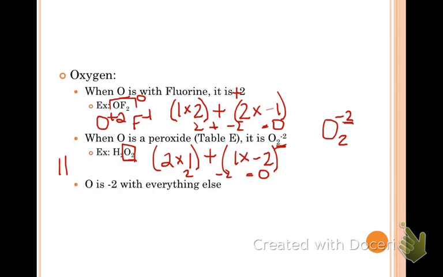So when we write this out, H is +1, and we write out the full O2 2- as its charge. Now keep in mind, oxygen's not a loner at this point, because it is combined with another element. The last rule, you've known this before, oxygen's -2 with everything else besides fluorine or acting as a peroxide.